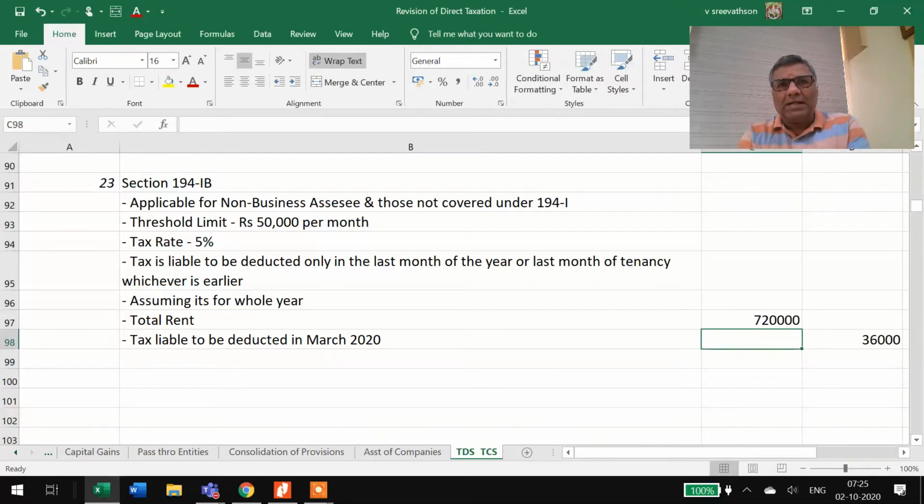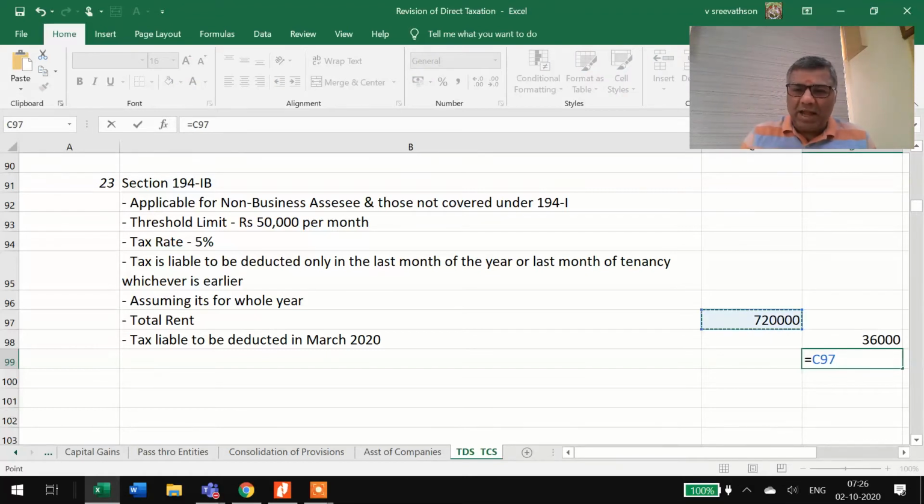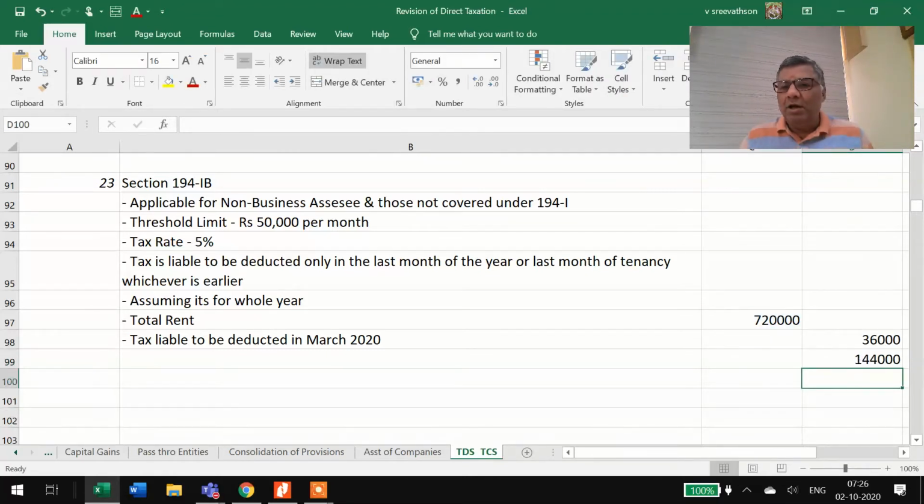Here if the owner doesn't provide PAN, 20% needs to be deducted, but it will be restricted to the last month's rent. Suppose the owner in this case doesn't provide the PAN, will I be deducting 7,20,000 into 20%? That is 1,44,000, but I have only 60,000. Deduct 60,000, that is sufficient. Where the owner doesn't provide PAN, 20% or last month rent, whichever is less.